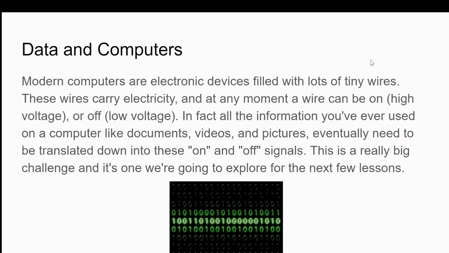Data in computers. Modern computers are electronic devices filled with lots of tiny wires. These wires carry electricity, and at any moment a wire can be on, which is high voltage, or off, which is low voltage. In fact, all the information you've ever used on a computer, like documents, videos, and pictures, eventually needs to be translated down into these on and off signals. This is a really big challenge, and it's one we're going to be exploring for the next few lessons.